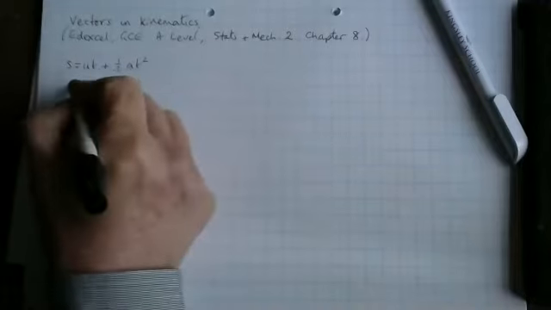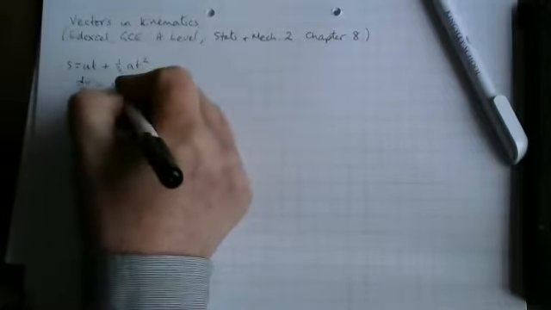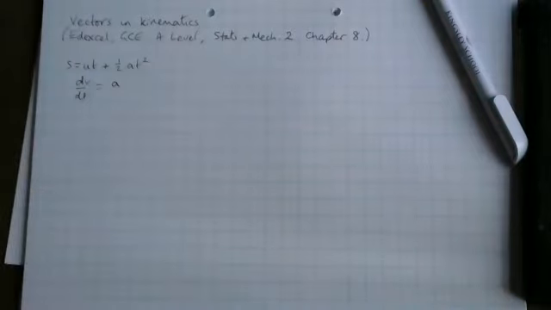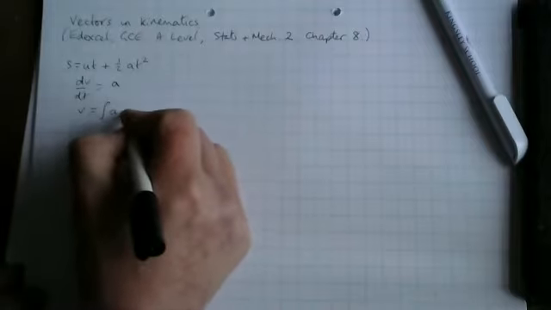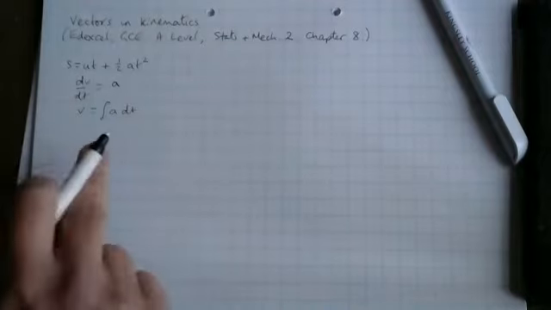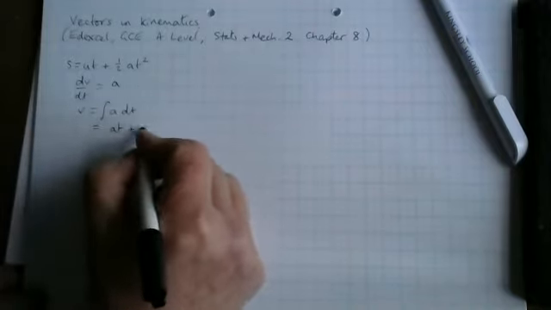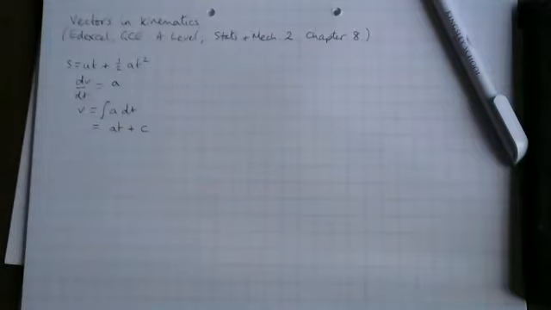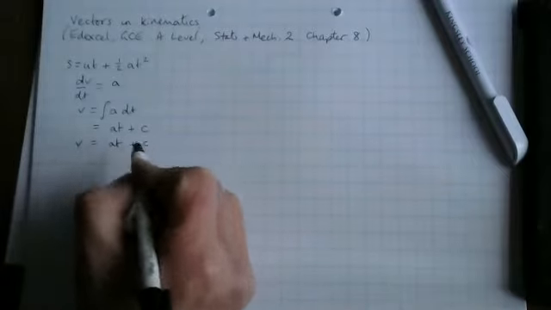So the acceleration is dv by dt, and I know the acceleration is a. That's my starting position. I'm saying that my acceleration is a constant. If dv by dt equals a, then I can work out what v is. So let's do that first. v is the integral of a dt. Well, the integral of a dt is at plus c. So it's telling me that v equals at plus c.